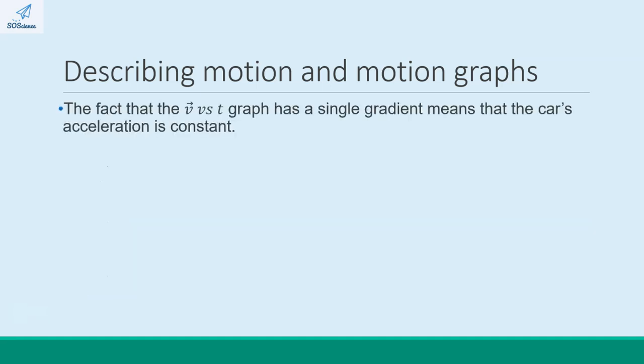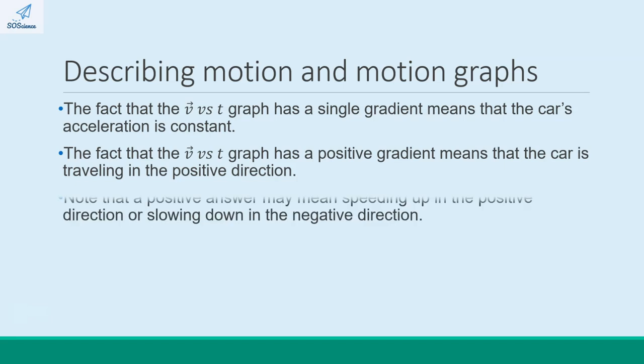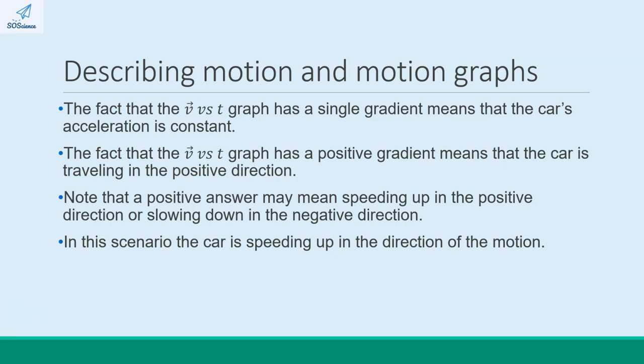The fact that the velocity time graph has a single gradient means that the car's acceleration is constant. The acceleration is not changing. The fact that the velocity time graph has a positive gradient means that the car is traveling in the positive direction. So again, a positive answer might mean speeding up in the positive direction or slowing down in the negative direction. In this scenario, we could see from the data that the car is speeding up, and we also understand from the scenario that the car is moving in the direction of the motion.